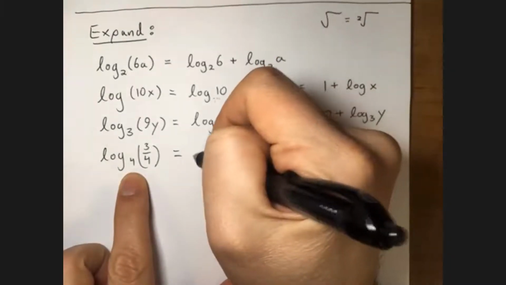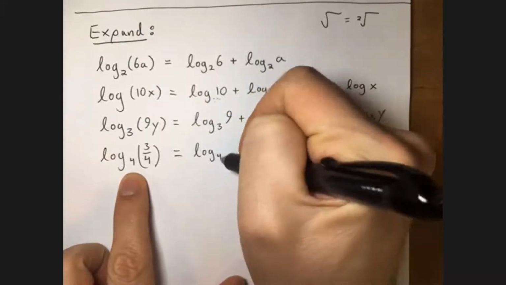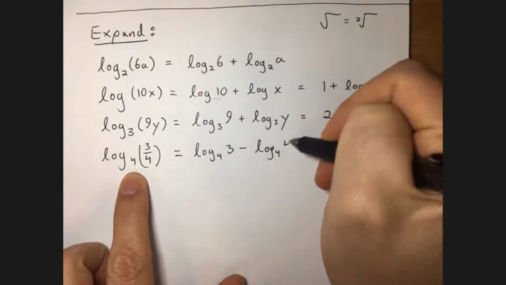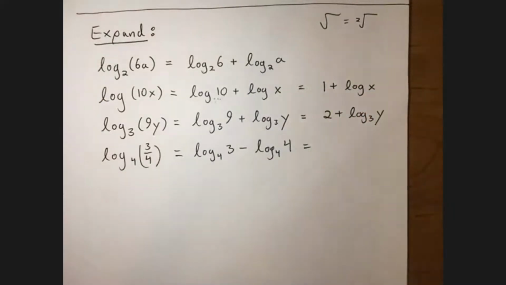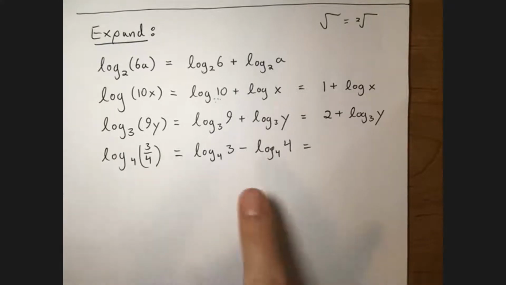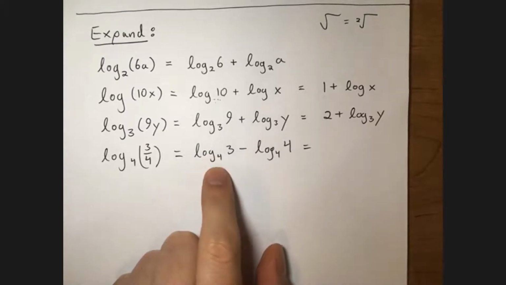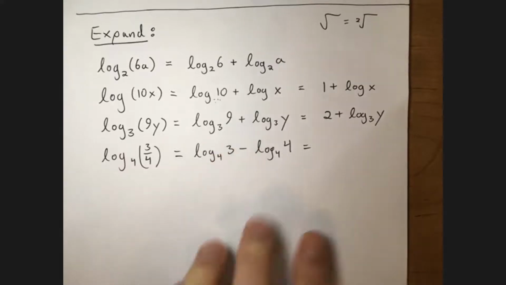Maybe you solved it. This is going to be log base 4 of 3 minus log base 4 of 4, because that's what the quotient rule says. The quotient rule says we subtract when we divide. Now, can I simplify this? Well, I can't simplify the first one. There's no nice integer that I could put on as an exponent of 4 to get 3. So that's just going to have to stay.